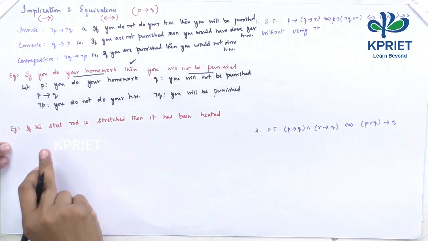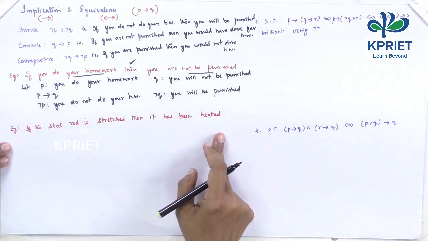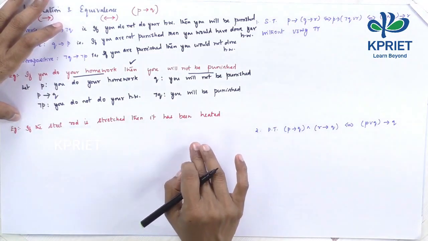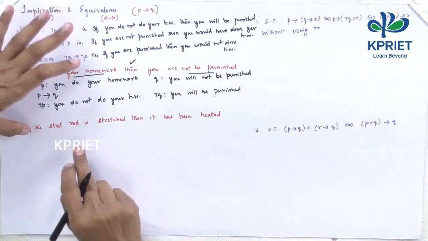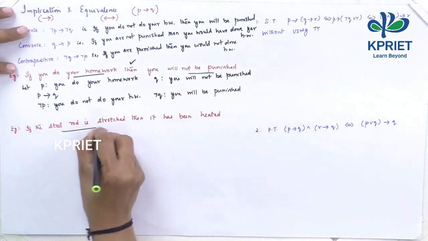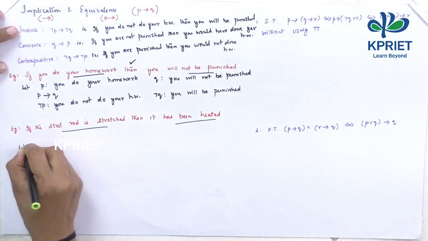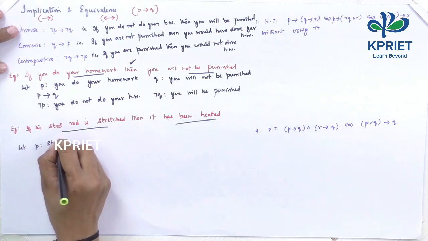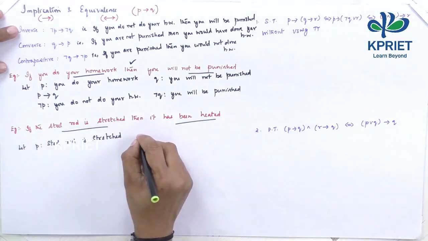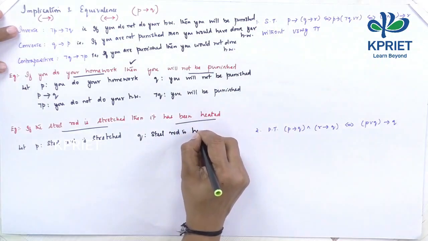Here I have given you one more problem: if the steel rod is stretched, then it has been heated. You are supposed to find the inverse, converse and contrapositive of the statement. So let us see. First, we have to identify the keywords. Let P be the statement: steel rod is stretched. And Q be the statement: steel rod is heated.